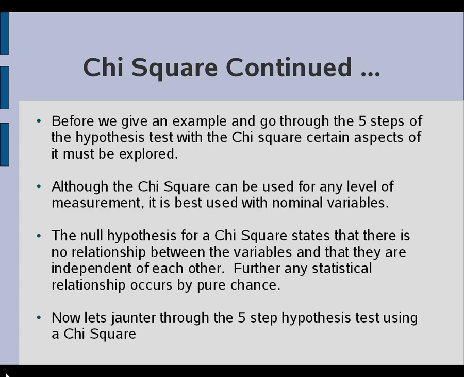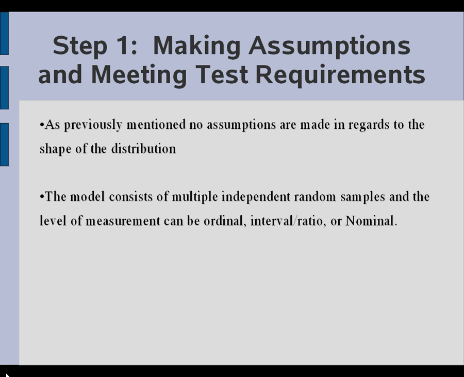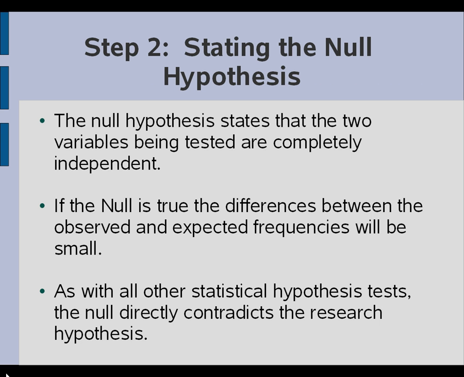Now let's journey through the 5-step hypothesis test using a chi-square. Step 1. Making assumptions and meeting test requirements. As previously mentioned, no assumptions are made in regards to the shape of the distribution. The model consists of multiple independent random samples, and the level of measurement can be ordinal, interval ratio, or nominal.